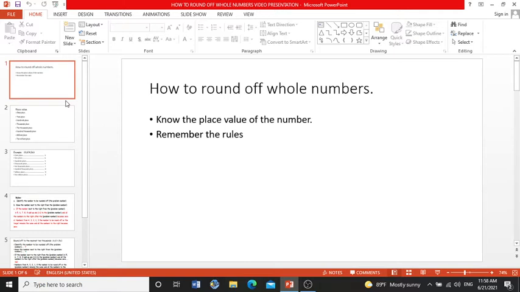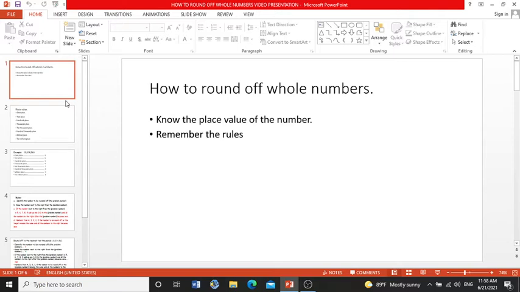To start with, in rounding off whole numbers, there are only two things that I want the students to remember. First, the very important part is to know the place value of a number. And the second thing is to remember the rules. These two are very important.